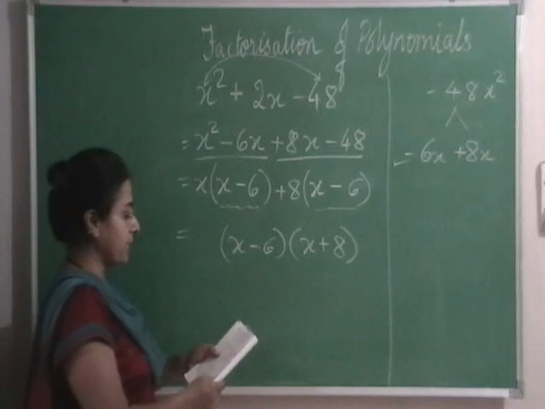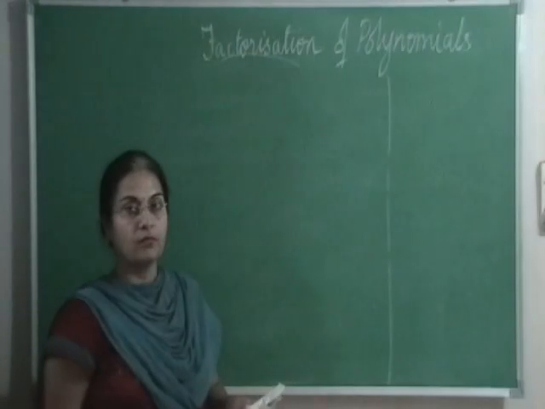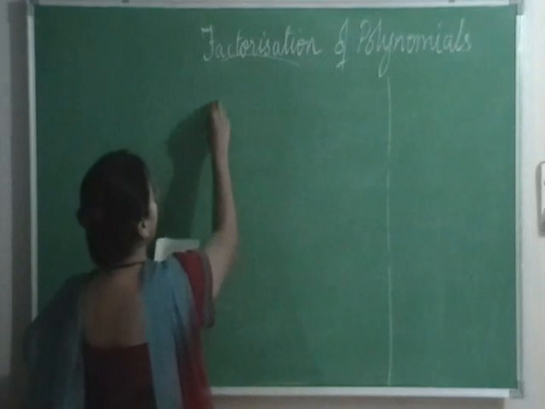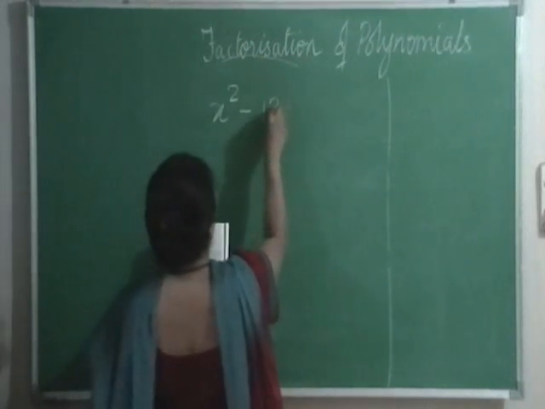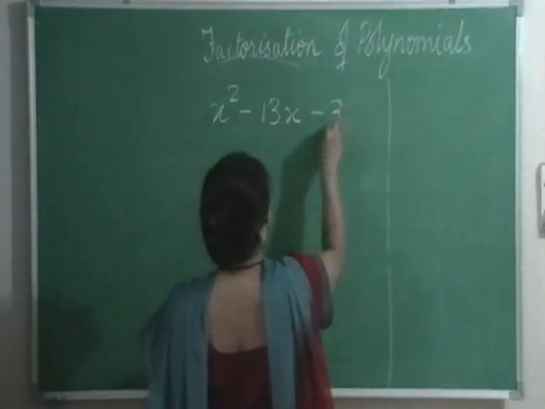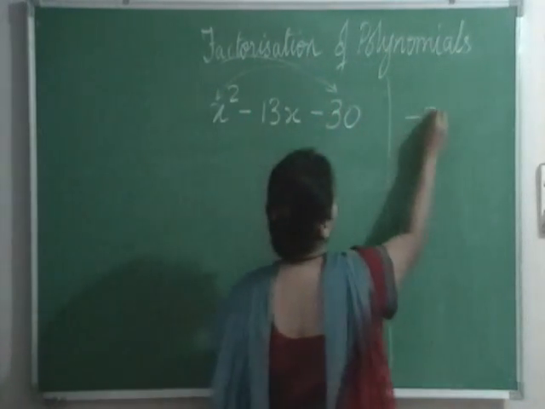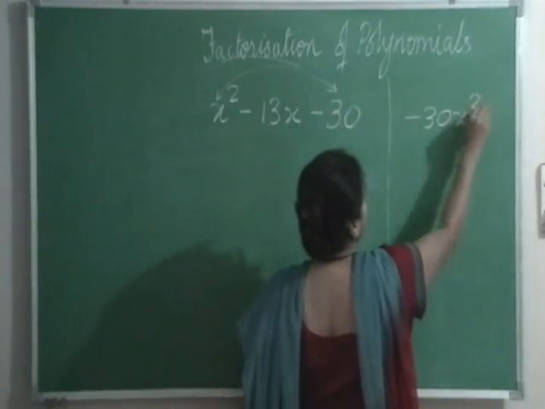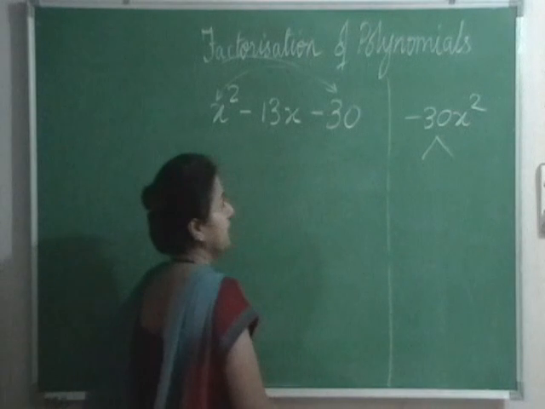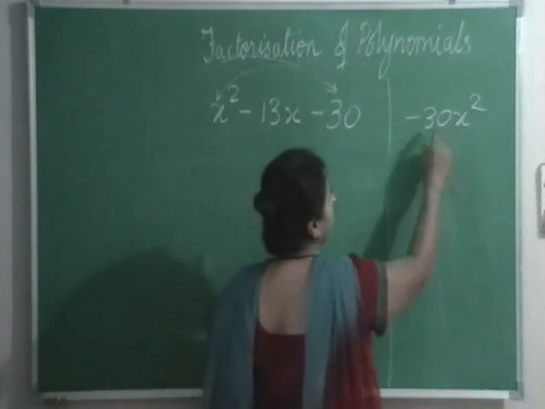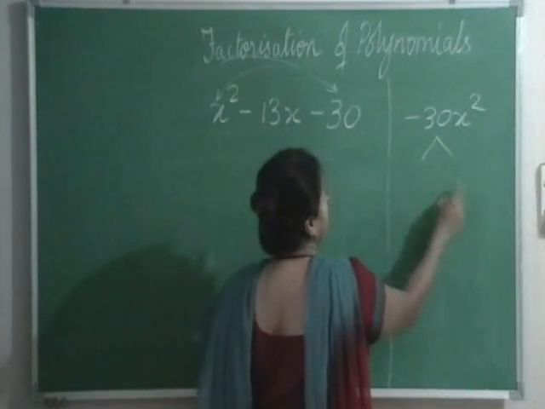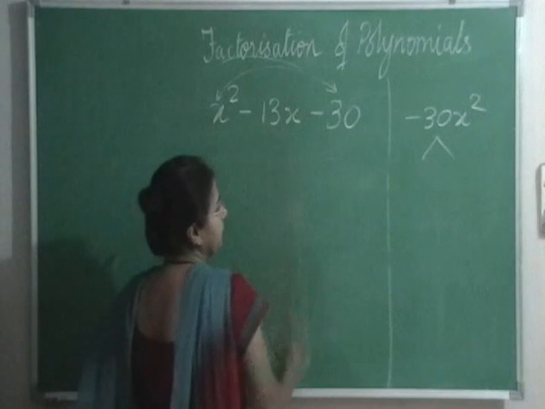Let us take the second example. x square minus 13x minus 30. Multiply the first and the last term. Again you will get minus 30x square. Split this term in such a way that the product will give you minus 30x square, and when you add you will get minus 13x.